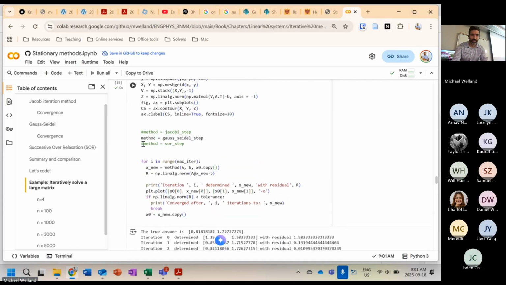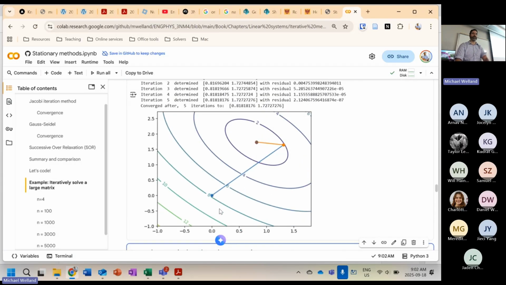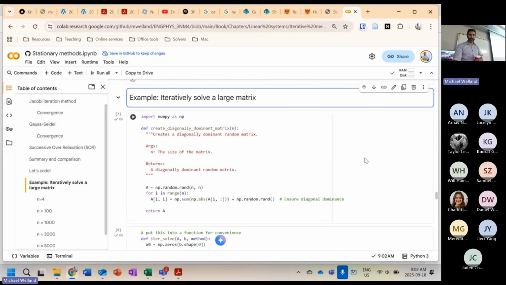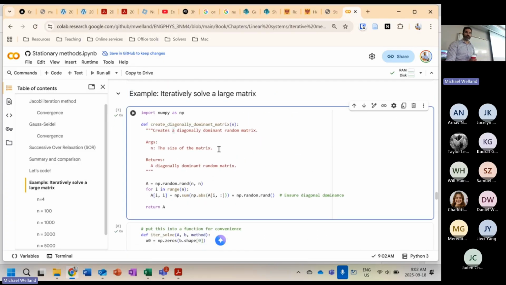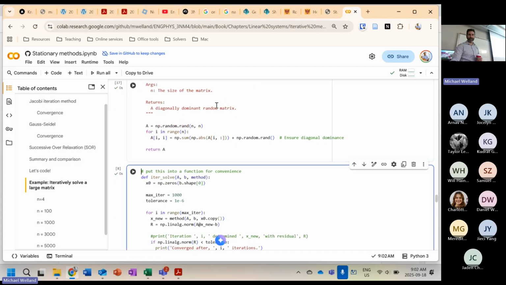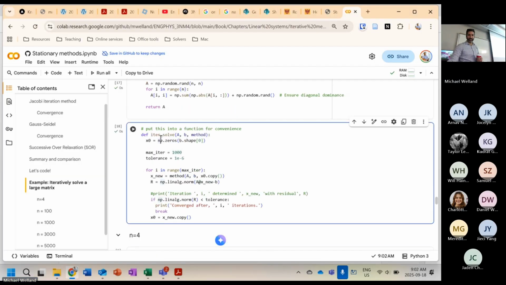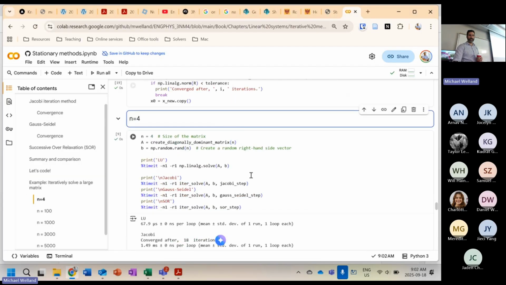Now, comment that out, enable the SOR step, and you converge in 5. And it goes boom, boom, boom, boom, and you're there. Let's see the value. This is creating a diagonally dominant matrix, right? You can read through all this stuff. Exercise for the student. Okay, we put in the iterative solve, and here we go.